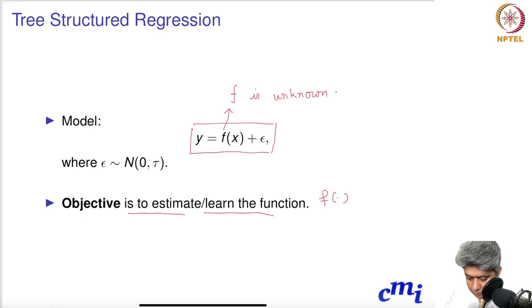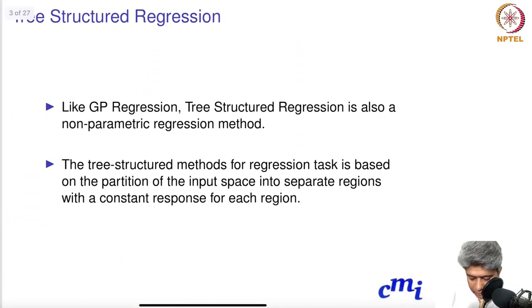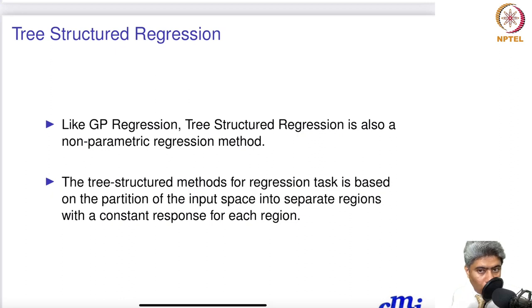Like GP regression, tree-structured regression is also a non-parametric regression method. Remember that our model is y is a function of x plus epsilon, and GP regression tries to estimate this unknown f, and tree-structured regression also tries to estimate that f. But the methodology is very different from GP regression. Let us see how tree-structured regression works.